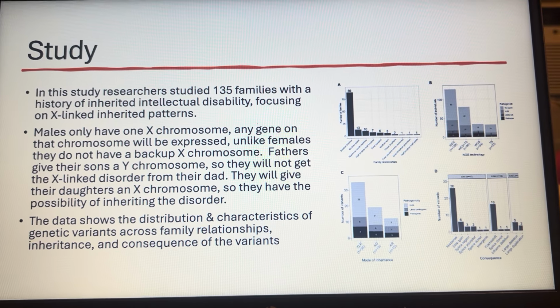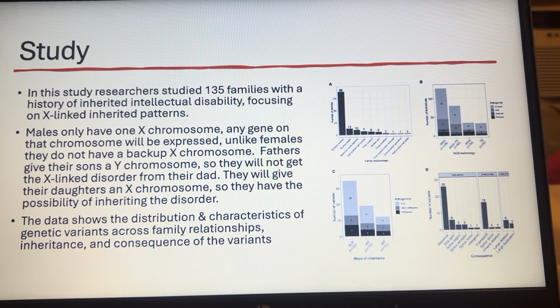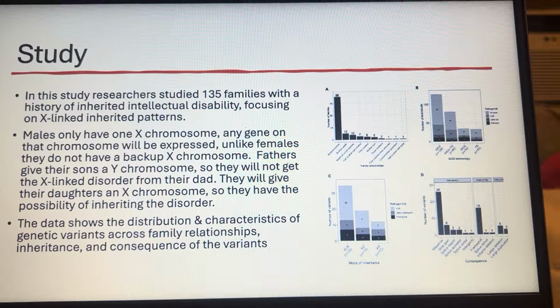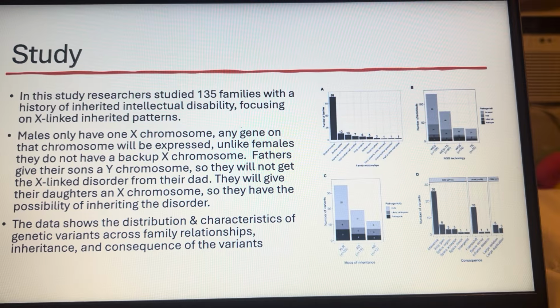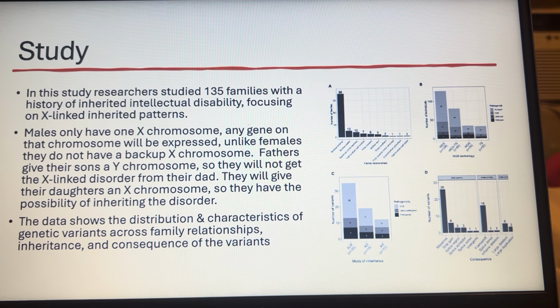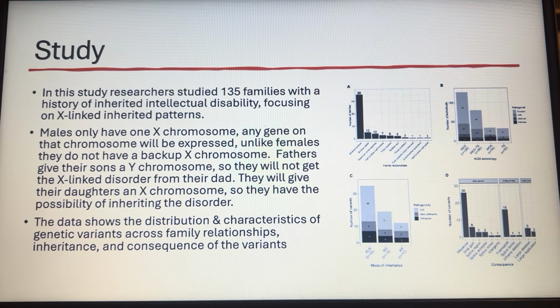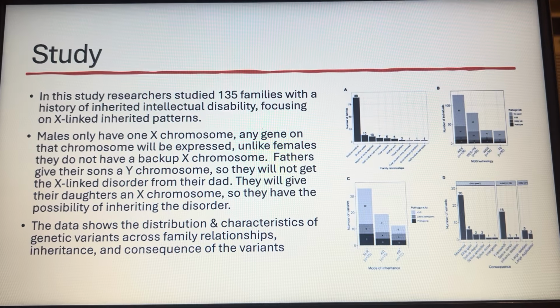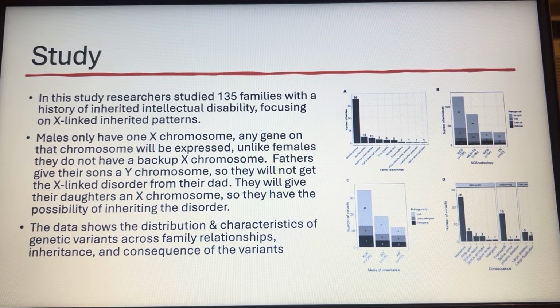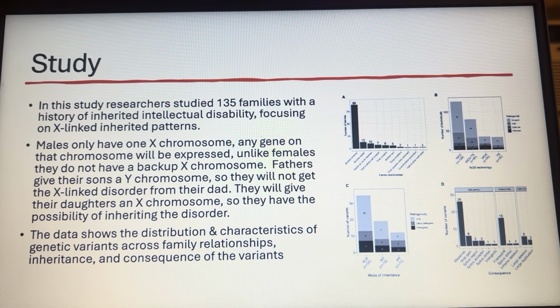In this study, researchers studied 135 families with a history of inherited intellectual disability, focusing on X-linked inheritance patterns. Males have only one X chromosome, so any gene on that chromosome will be expressed. Unlike females, they do not have a backup X chromosome.